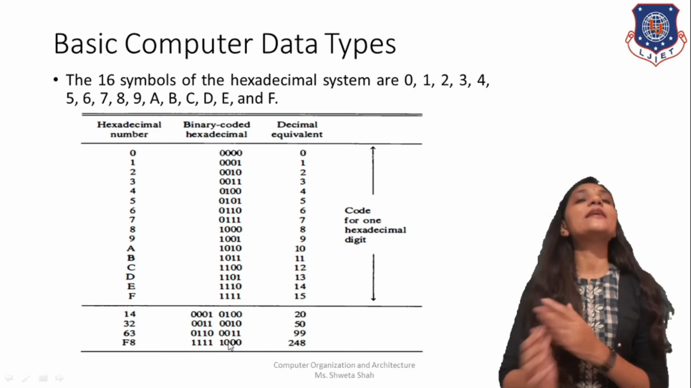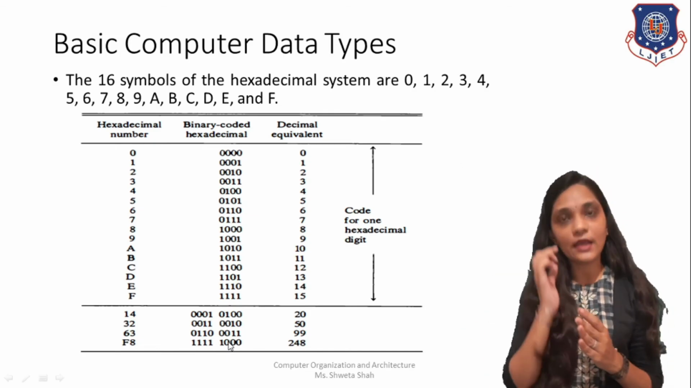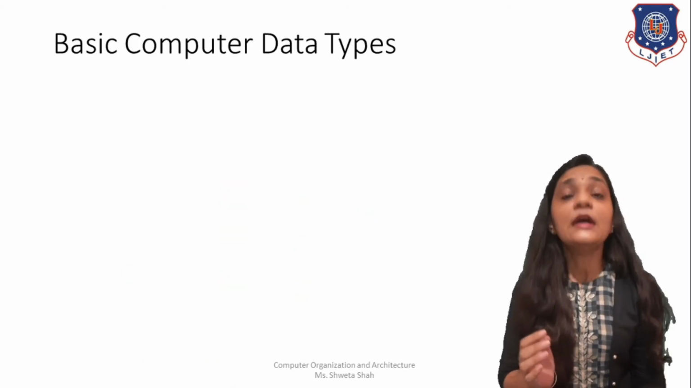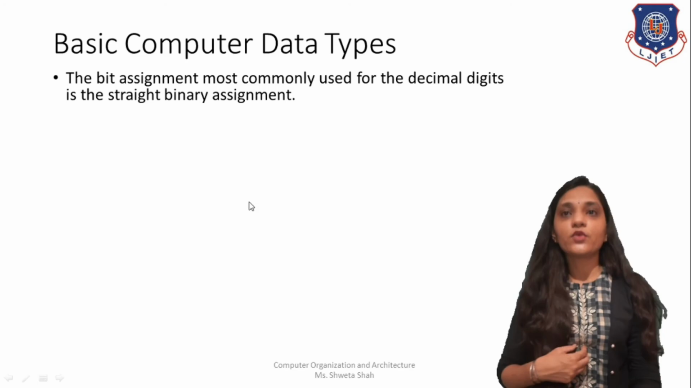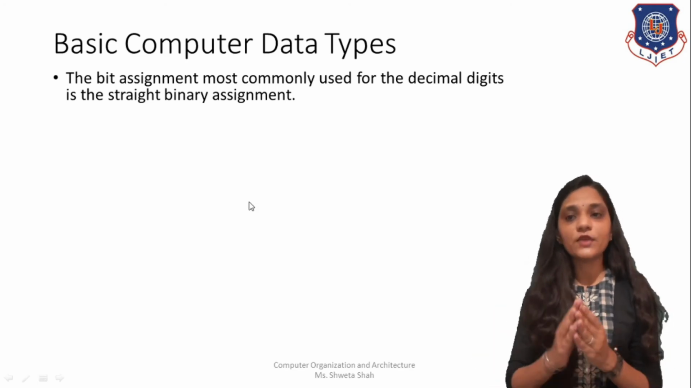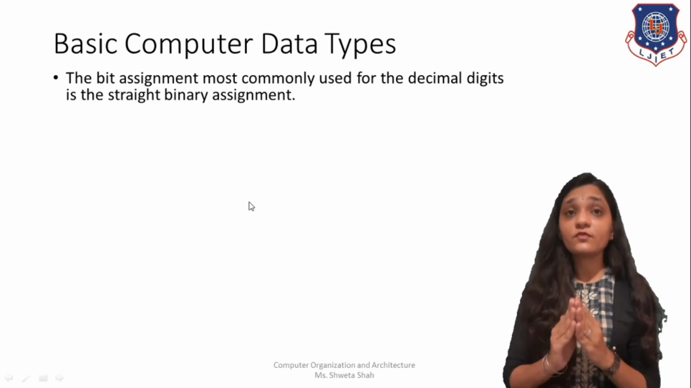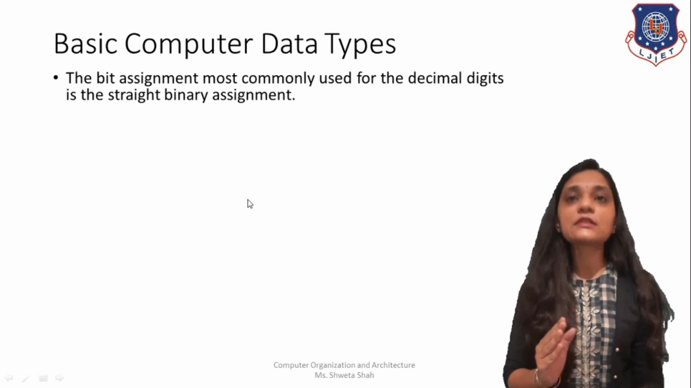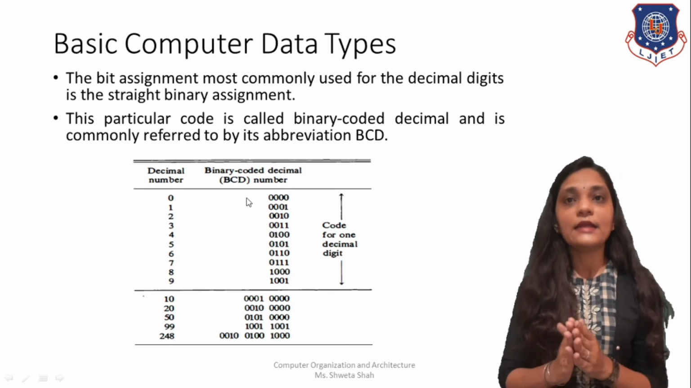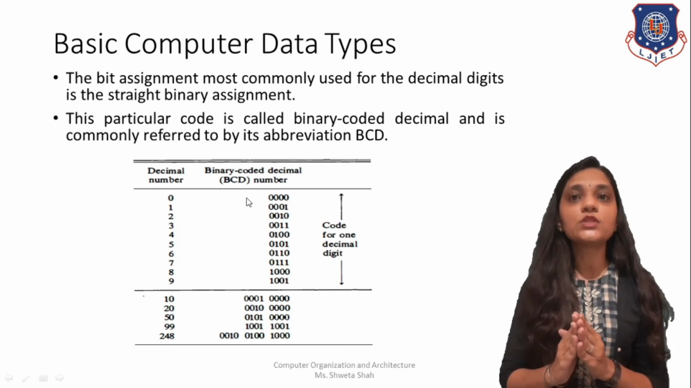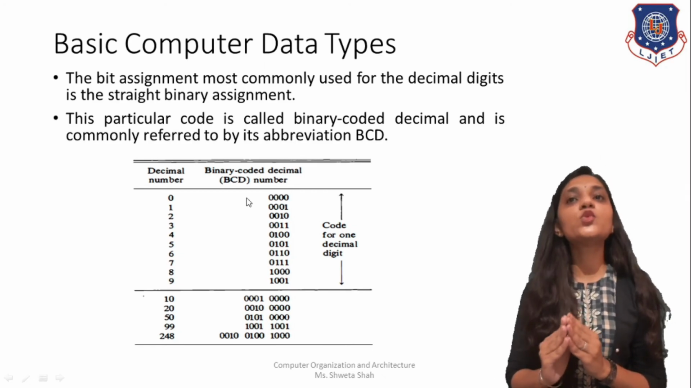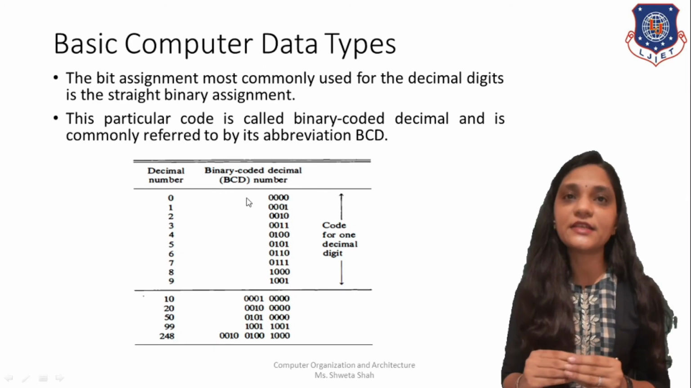Okay, so by this way you can convert any hexadecimal number into its equivalent binary number. Another system that we are going to use is the decimal number system that we generally use. In this system we have a total of 10 symbols, that is 0, 1, 2, 3 up to 9. Only numbers, and it is also known as binary coded decimal, that is BCD.